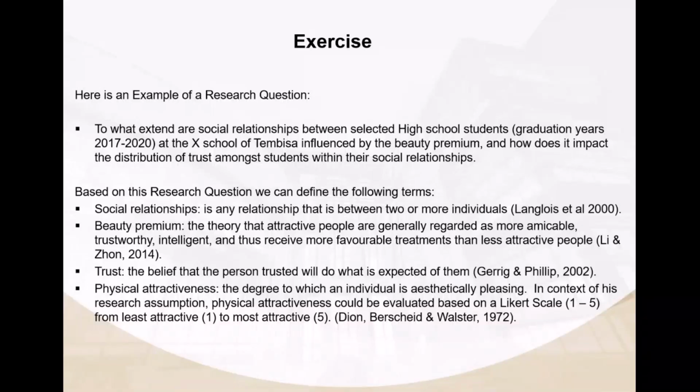Trust also, we need to define what trust is according to this research question. They believe that the person trusted will do what is expected from them. Physical attractiveness also is a concept there. The degree to which an individual is aesthetically pleasing. In the context of this research assumption, physical attractiveness could be evaluated based on a Likert scale, let's say from 1, which indicates least attractive, to 5, which gives you most attractive. Okay, so let's pair this description of these concepts, which are coming from this exercise, when we are working on this exercise in the next slide.